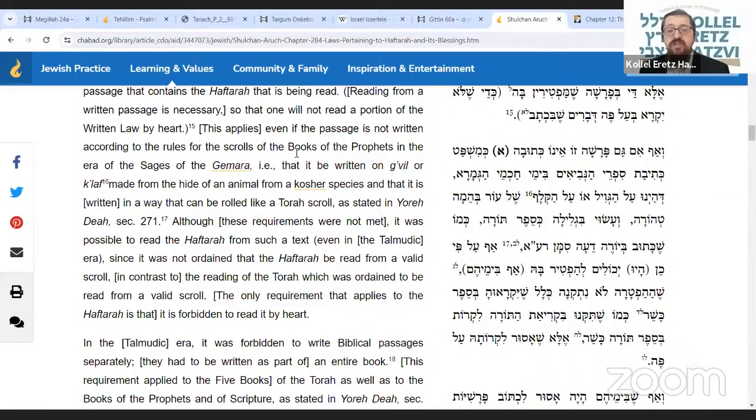The Alter Rebbe in Shulchan Aruch will now go through all the reasons why we should have a haftorah written, the Nevi'im, the prophets, written like in the Torah scroll, and then he negates the reasons one by one.